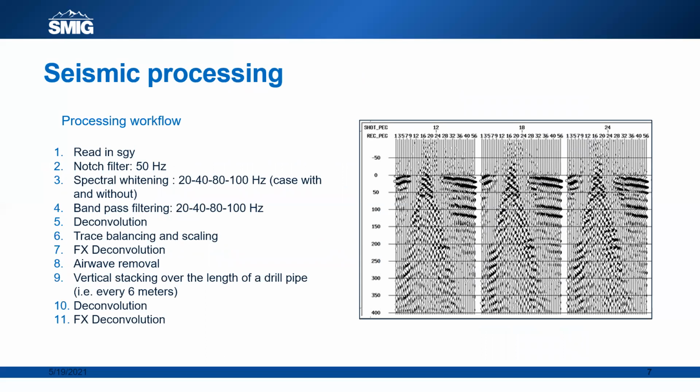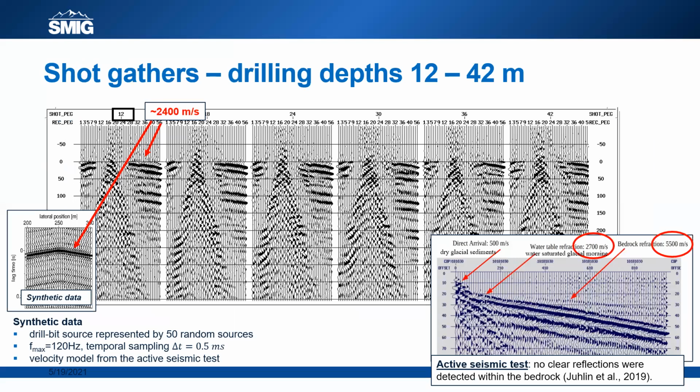We tested different processing workflows, we tested different parameters, and we ended up with the one shown here. Some modeling indicated that, for example, spectral whitening would provide better images, but the real data did not show a large improvement with that. Nevertheless, the results still look pretty good. This is just a glimpse. I will show now the full section.